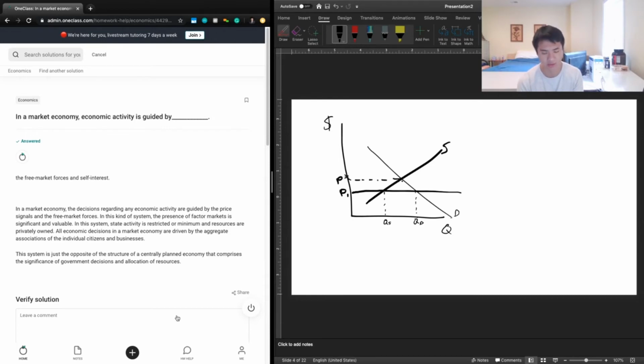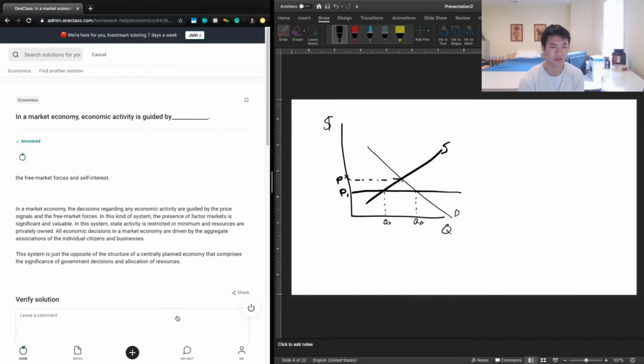So taking a look at the answer choices, we see that they also got it right. They talk about free market forces and self-interest. And they further go on to explain that in a market economy, decisions regarding any economic activity are guided by price signals and free market forces. In this kind of system, the presence of factor markets is significant and valuable. State activity is restricted or minimum, and resources are privately owned.